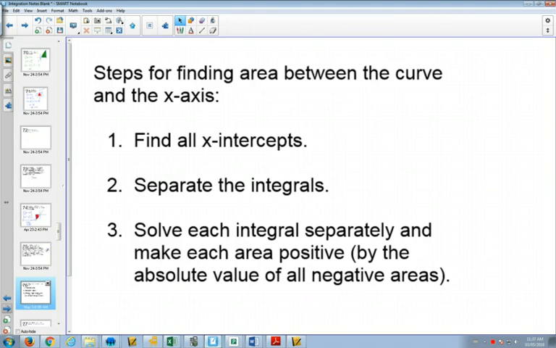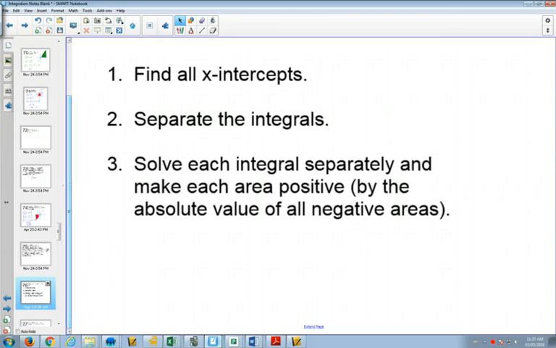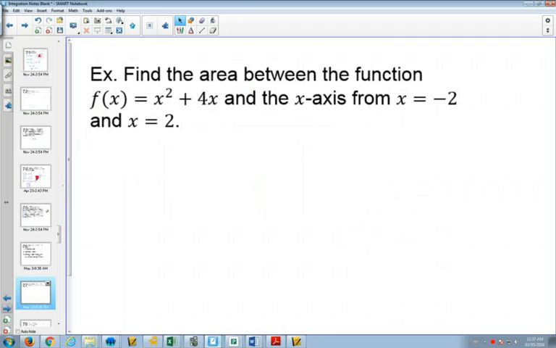So we're going to find all of our x-intercepts, separate those integrals into those parts, find them separately, make all of your areas positive, and then add them up.